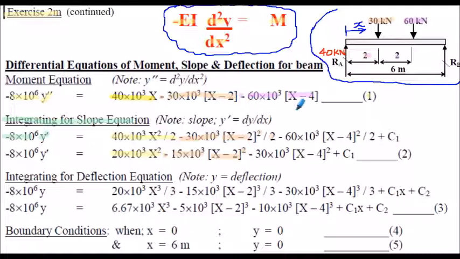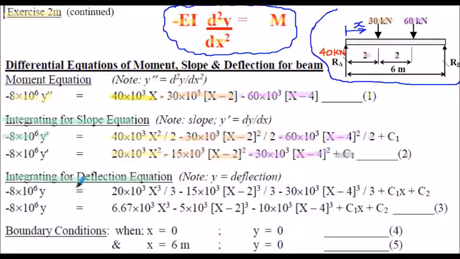And integrating the third term of equation 1, we'll get negative 60 times 10 to the 3 x minus 4 raised to the power 2 over 2. And the third term simplifies to negative 30 times 10 to the 3 x minus 4 to the power 2. And then I add my constant of integration, C1 here. Call that equation 2. Integrated one more time, we will find the deflection equation.